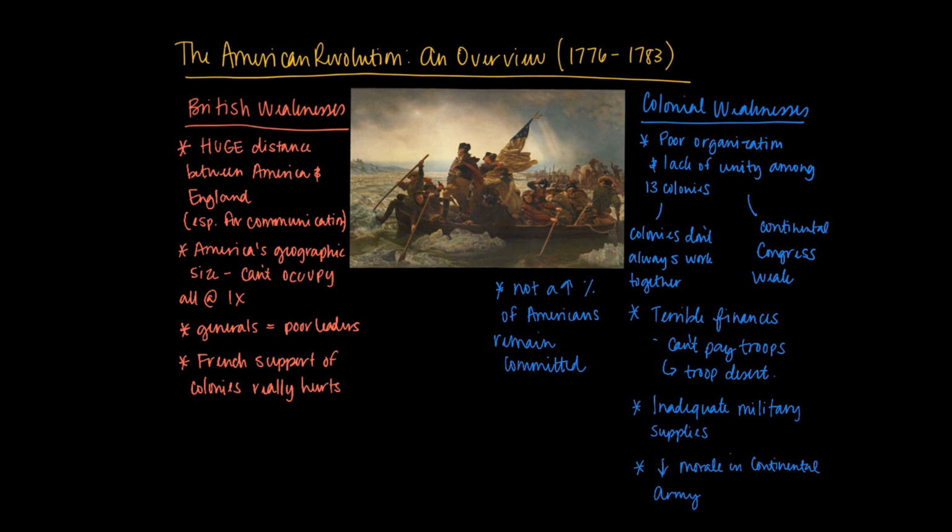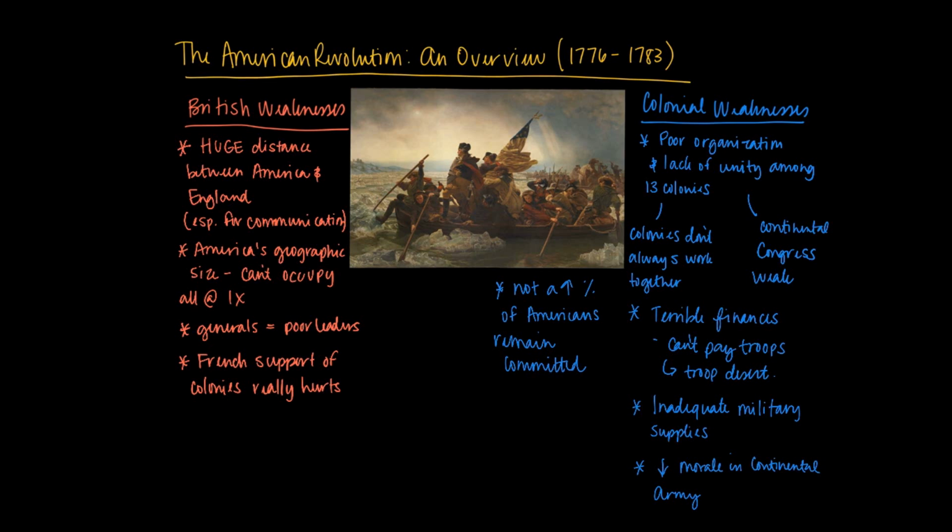Let's consider the American weaknesses for a moment, and they have several. Especially early on, they are not well organized. Even though they're united behind a belief in a cause, they still have kind of a lack of unity when it comes down to doing things. The individual colonies don't always work together, and they often do their own thing. They kind of do what they want to because that's what they've previously done.